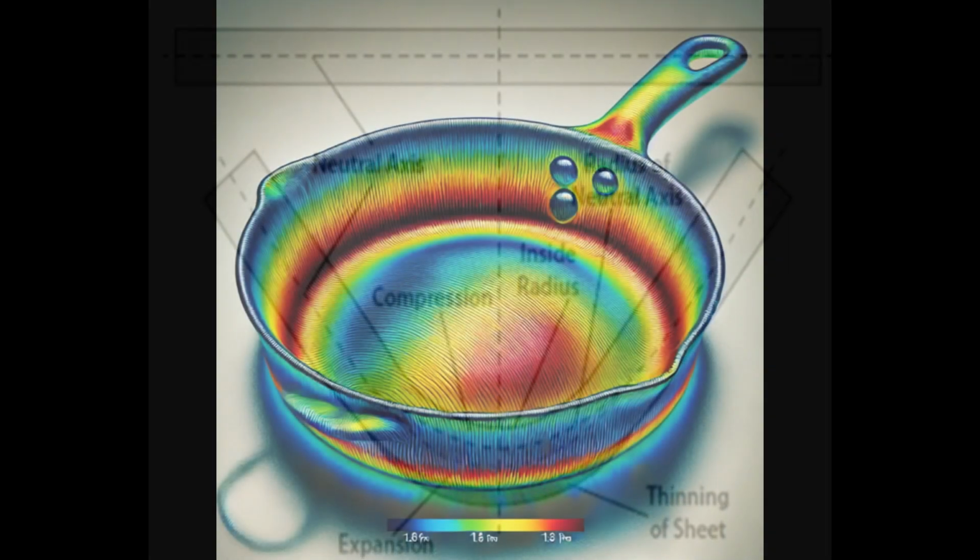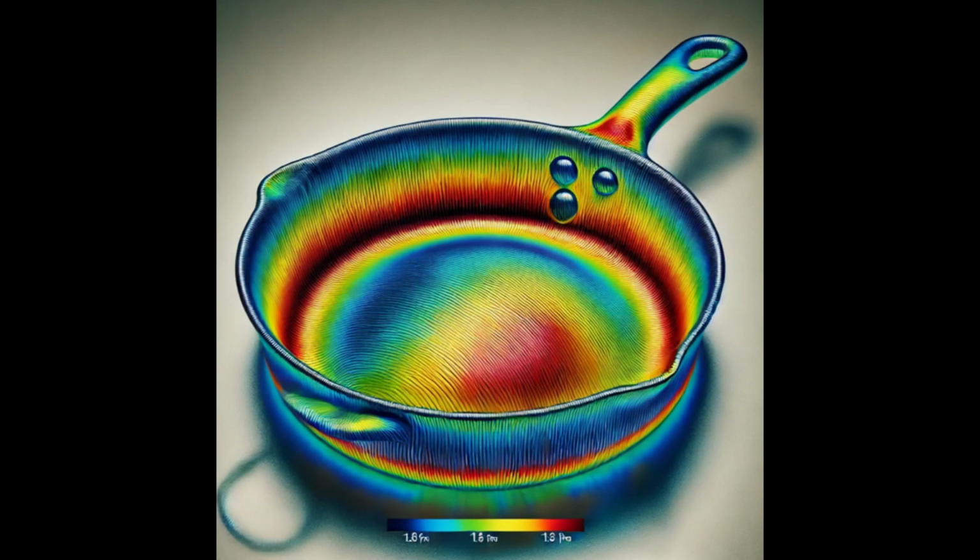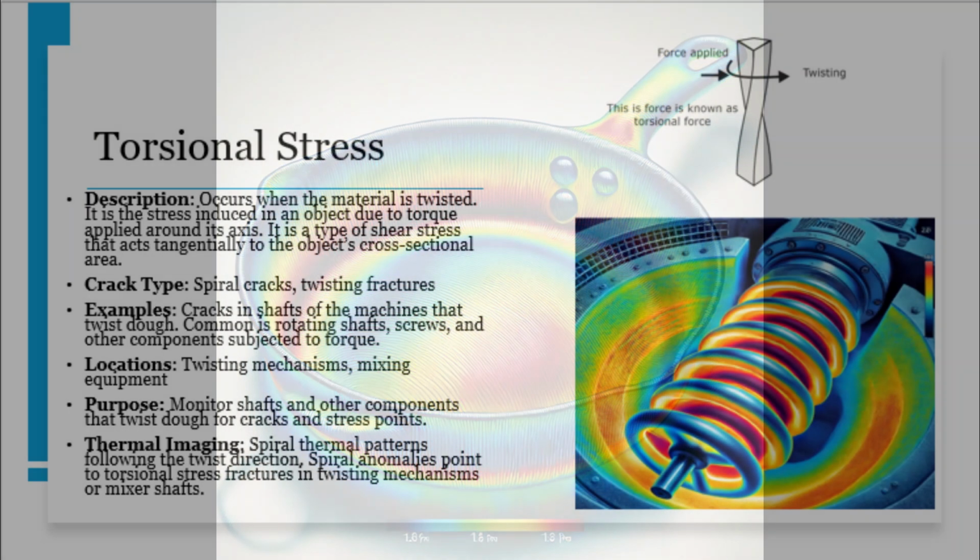Cracks from bending stress occur at stress points. Thermal imaging of components undergoing bending stress will have localized hot spots or cold spots, depending on the thermal conductivity and material properties affected by the bending stress.